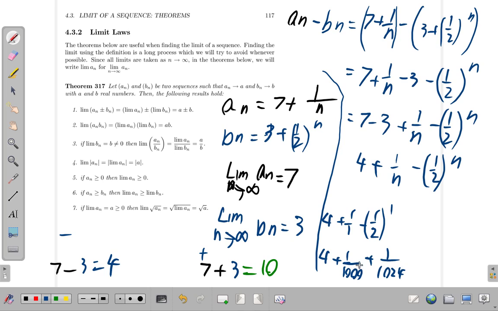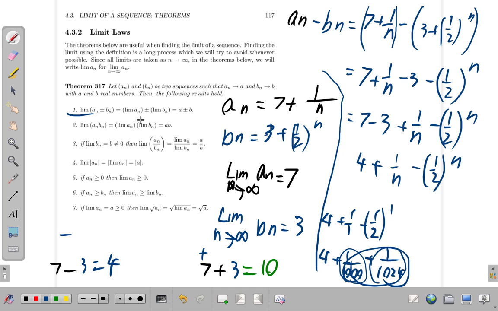And this would be very, very small. So adding these two would be very, very small, so the 4 would remain. So we've seen an example of this one, and it does work out. If you find the limit of the sum of the two functions, it's the same thing as saying the limit of one function plus the limit of the other function. So it does work.